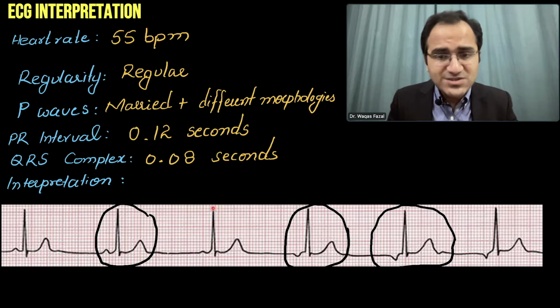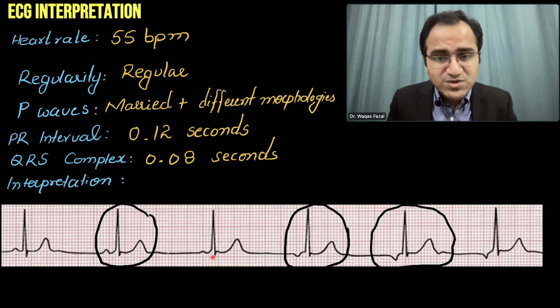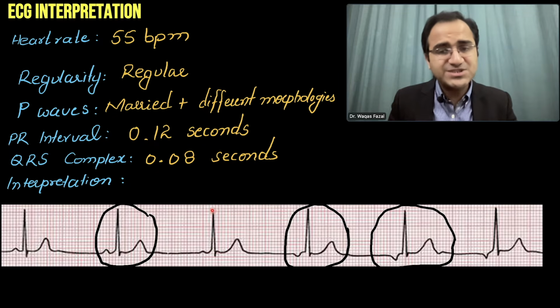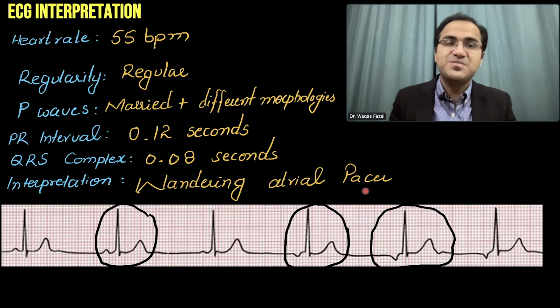If you look at the QRS complex, a normal QRS complex is less than 3 small boxes wide. So there are almost 2 small boxes and it's 0.08 seconds. So the QRS complex is narrow, it has sharp angles, steep points, so it's a normal QRS complex. So the interpretation of this ECG is not a sinus rhythm. This is not a sinus rhythm. These P waves are not normal. These are actually wandering atrial pacemakers.